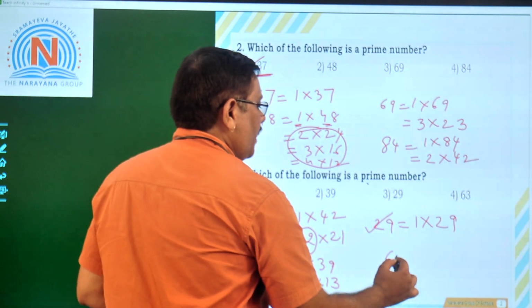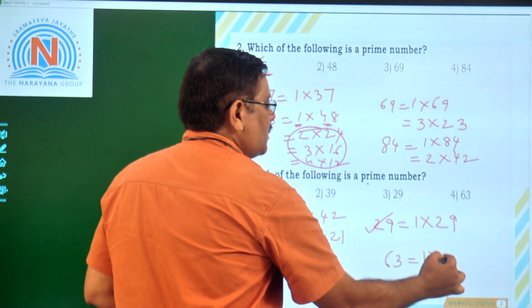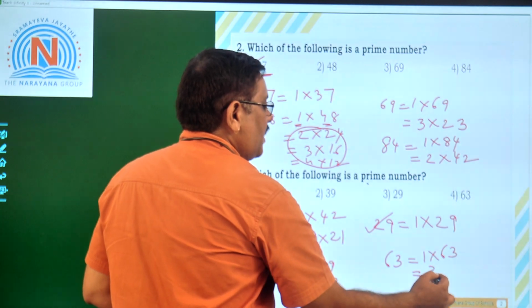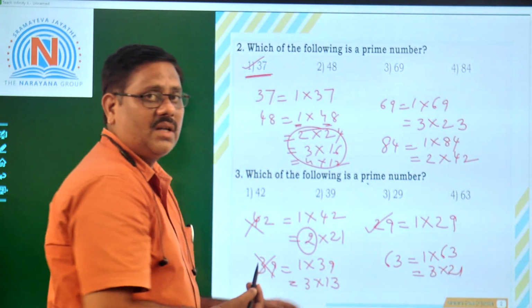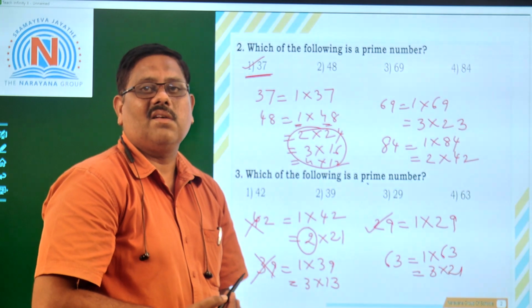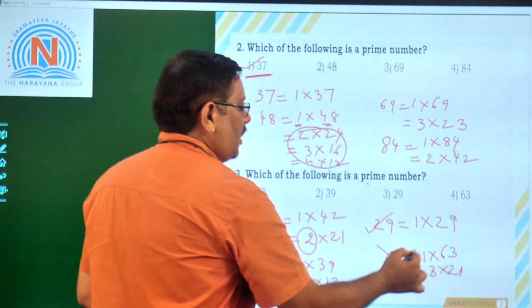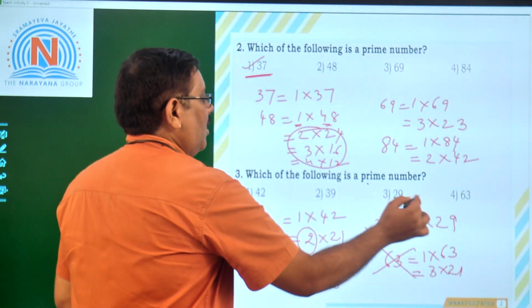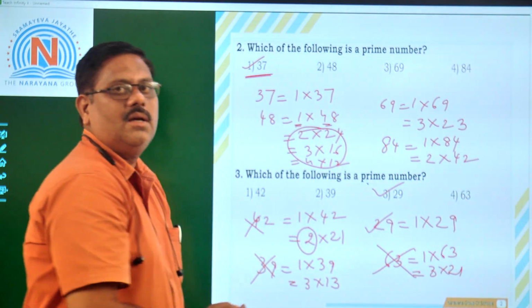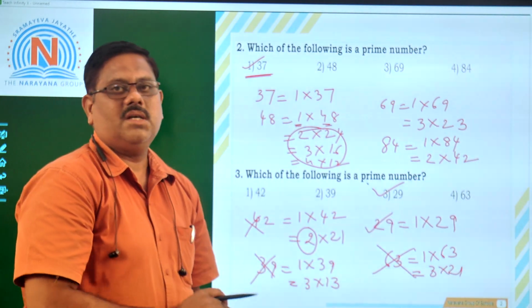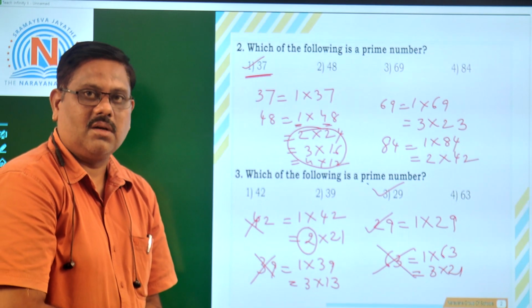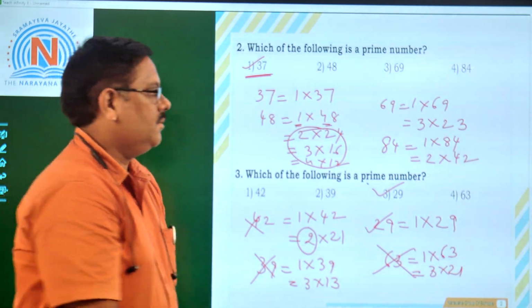Now 63, if you take, 63 can be written as 1 into 63. That is, even we can write it as 3 into 21. So we have other factors than 1 and itself. So 63 is also not a prime number. So out of all these four, 29 is a prime number. So the third option is the right option for this particular question. Okay, now we will move to the next question.